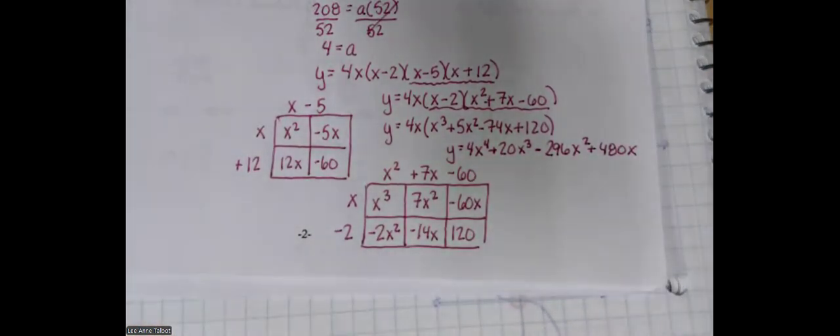Does anybody know what 74 times 4 is? 296. Okay. Also, is that the correct answer? Did anyone check the answer key?